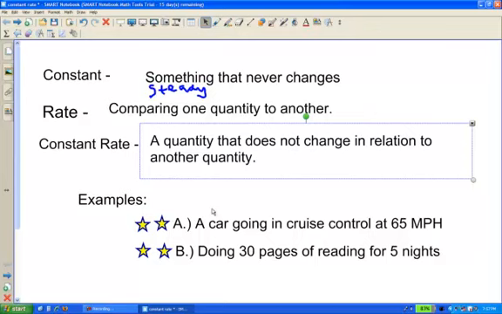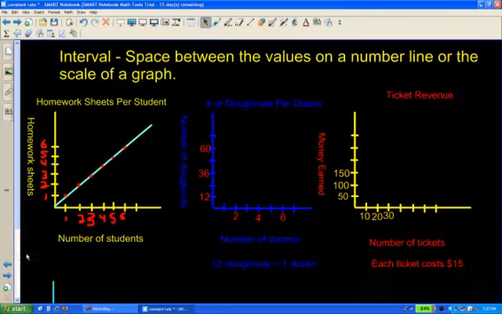A car that's going in cruise control, it's always at 65 miles per hour, or whatever the speed happens to be. And then if you have 150 pages of reading to do for Mrs. Manual or Miss Macaulay, and you want to get it all done in equal amounts, you do 30 pages of reading for 5 nights. That is a constant rate. We'll look at the next slide here.